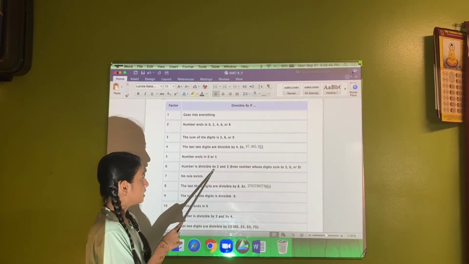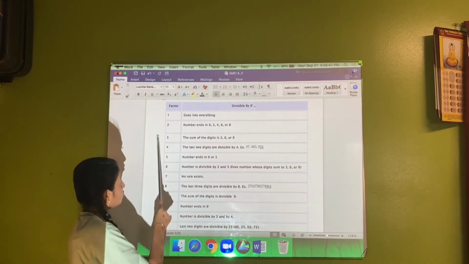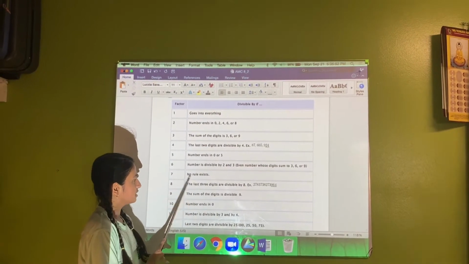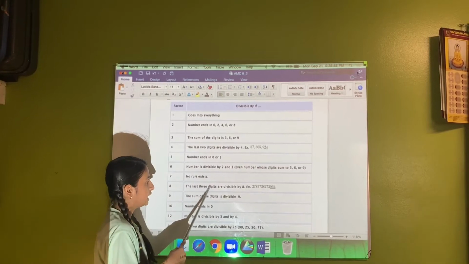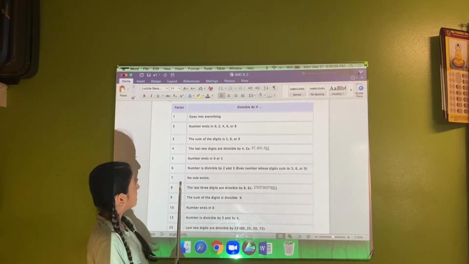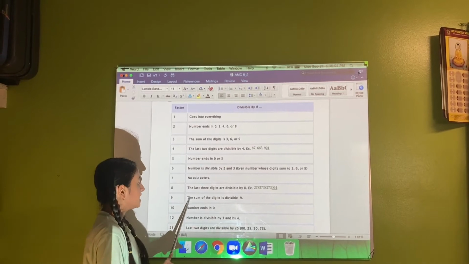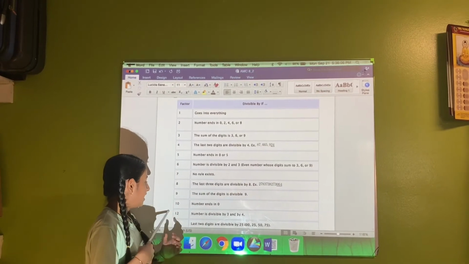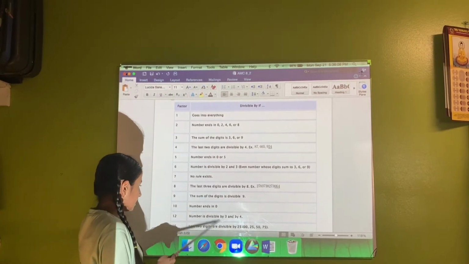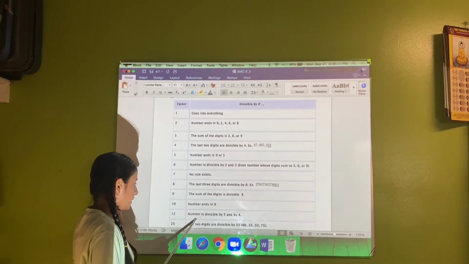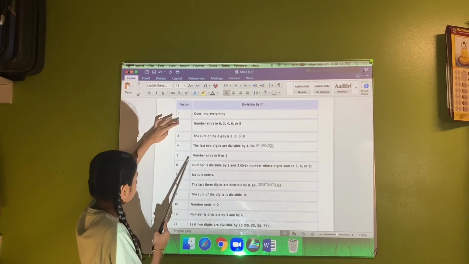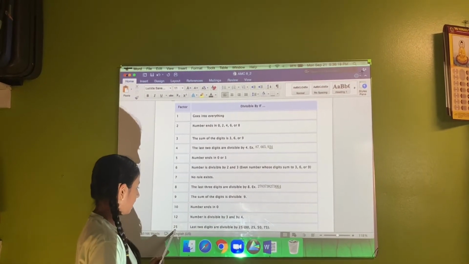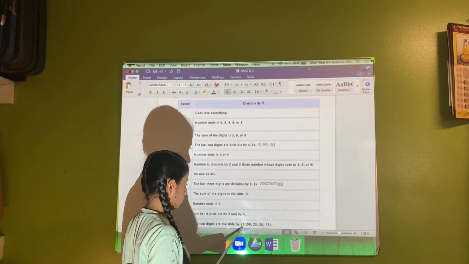If the number is divisible by 2 and 3, you use both its rules, then it's divisible by 6. 7, sadly no rules exist. 8, the last 3 digits are divisible by 8, kind of like 4. 9, the sum of the digits is divisible by 9. Use casting out nines. 10, the number ends in 0. 12, the number is divisible by 3 and 4. And then 25, the last 2 digits are divisible by 25.